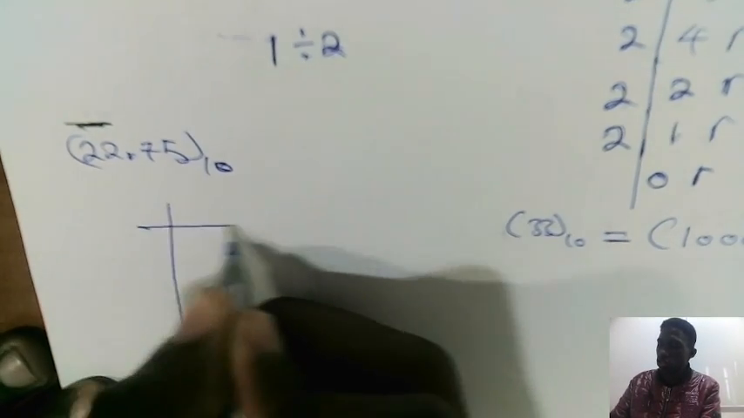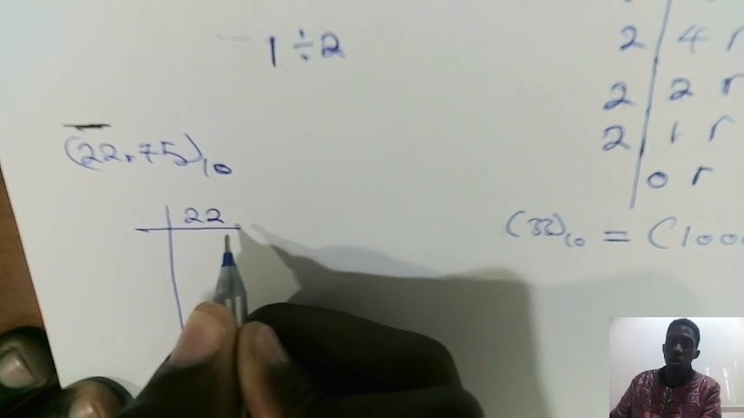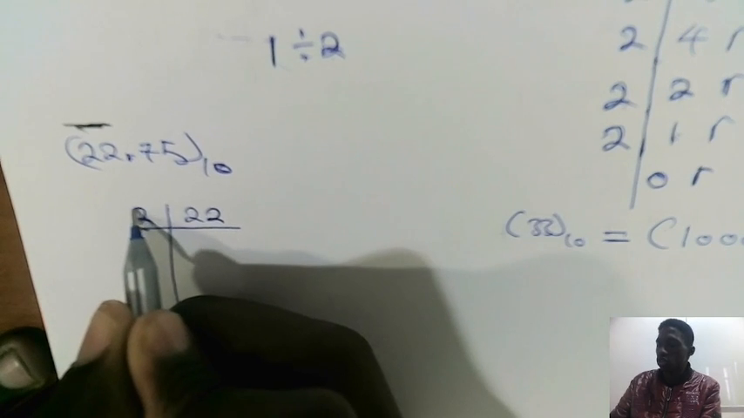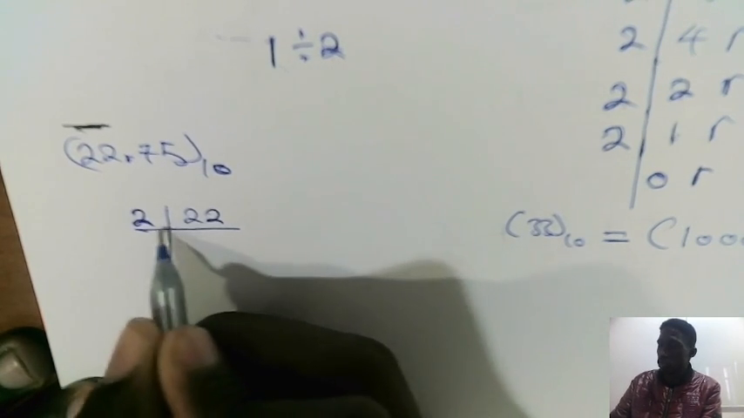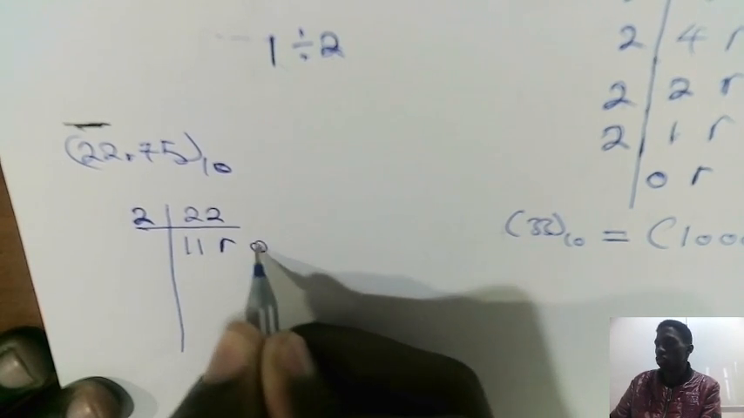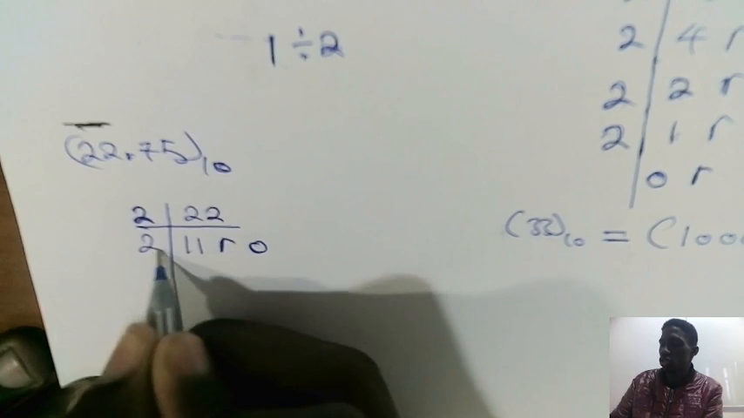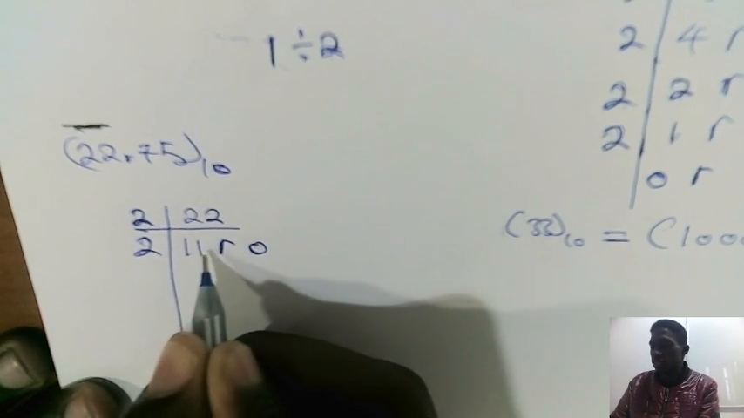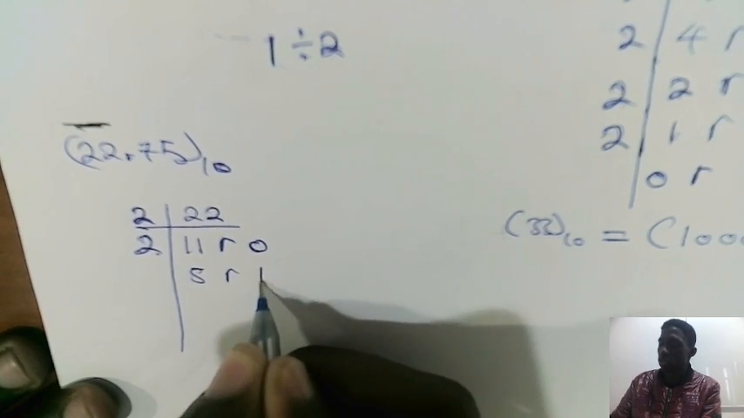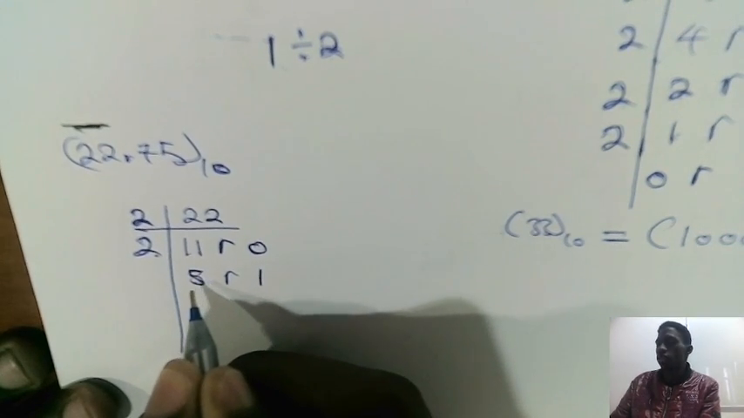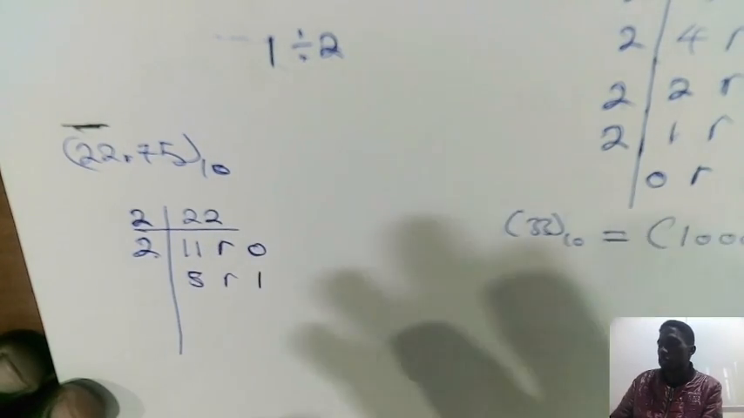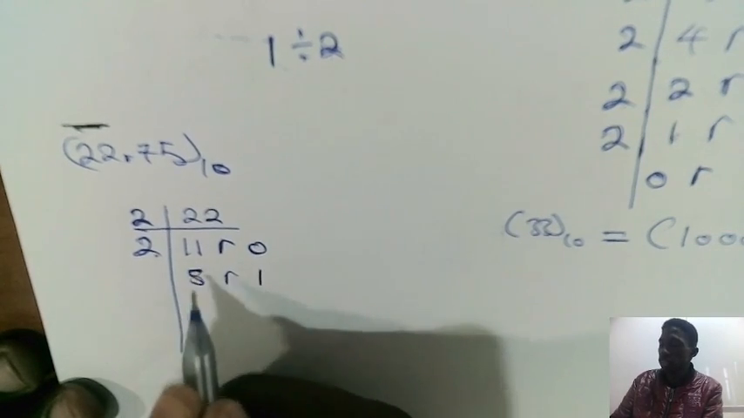We convert 22, the whole number part on its own, to base 2. As usual, we start by dividing by 2. So 22 divided by 2 is 11. There is no remainder because 22 is perfectly divided by 2. You put another 2 there and say 11 divided by 2. That is 5, remainder 1. There is a remainder because 5 times 2 is 10 and 11 minus 10 is 1.